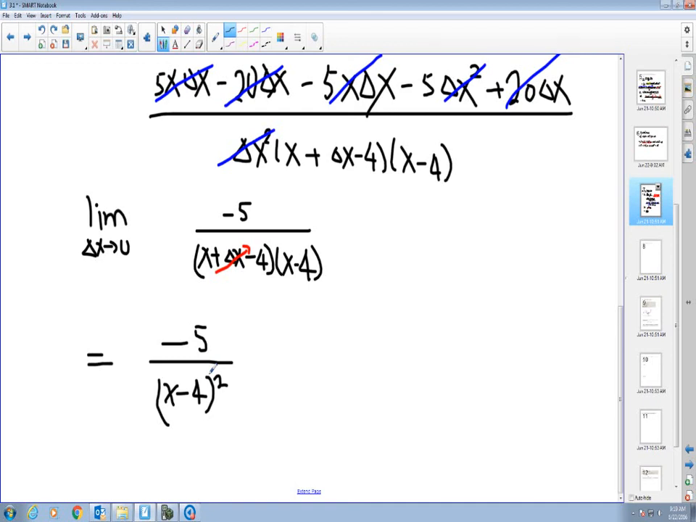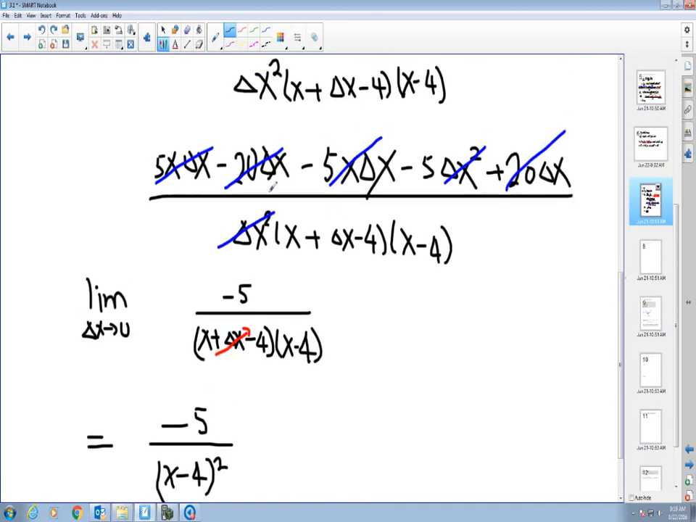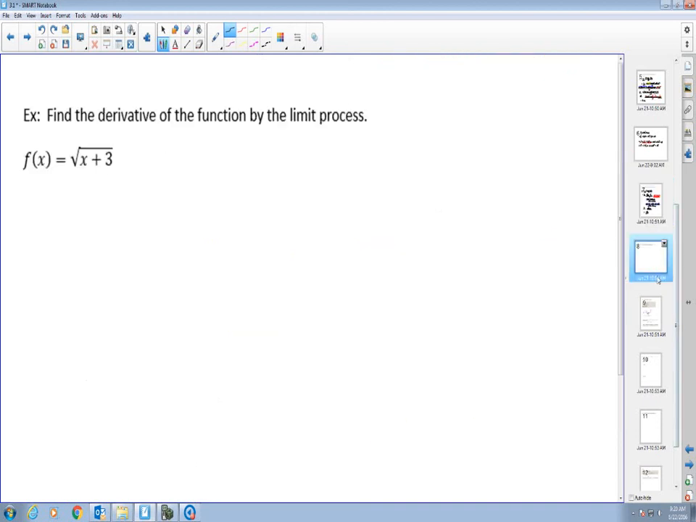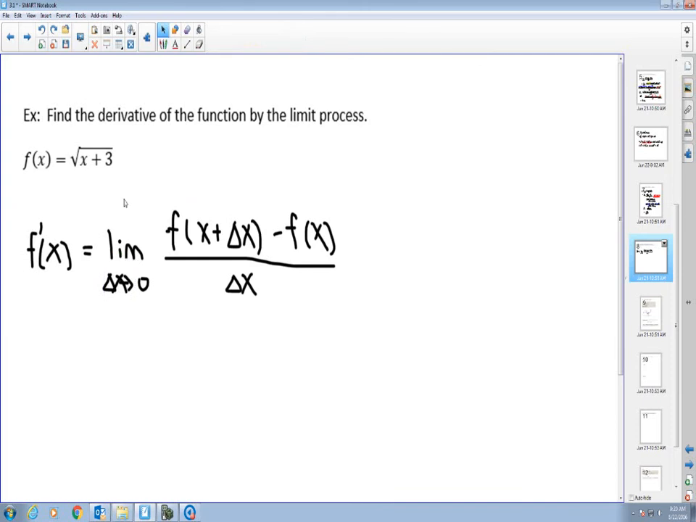All right, a little bit easier, because what works out for us is things will cancel, or things can be factored out, where my delta x in the bottom can be canceled out. Now let's try one more before we talk about another concept. All right, start out with the same process. x plus delta x, put it right here where the x is in my function.